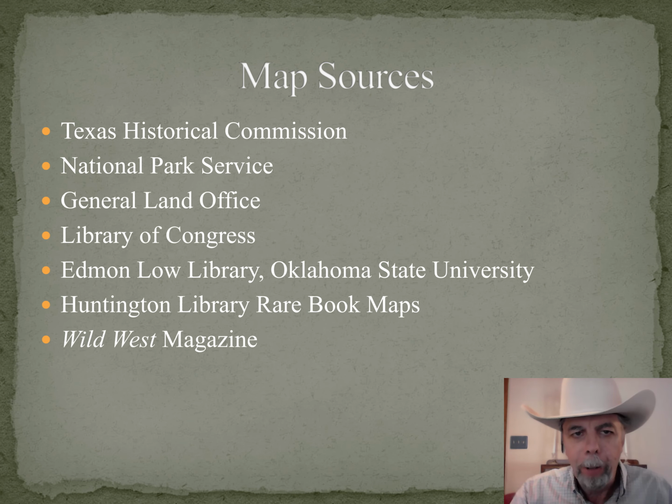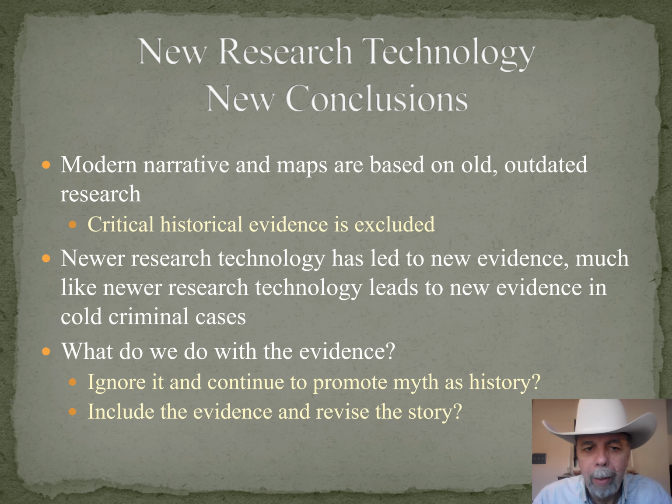And this is a list of sources for maps that we've seen in part 2, and these maps are all available to the public. The modern Chisholm Trail maps and the corresponding narrative are based on old, outdated research and information. We've seen examples in this presentation where critical historical evidence, such as the surveys and maps from the trail's historic period of use, have been excluded from this story.